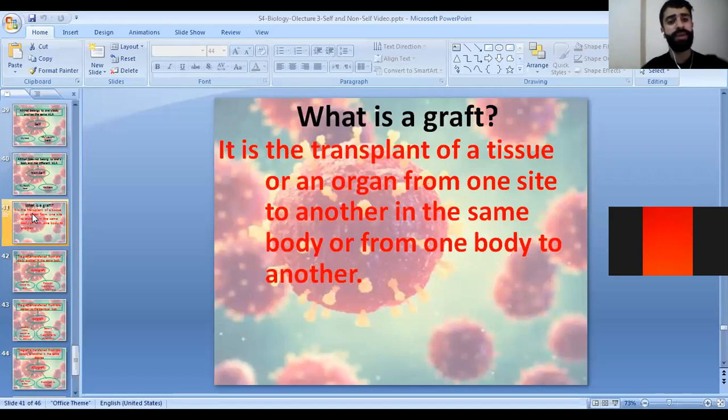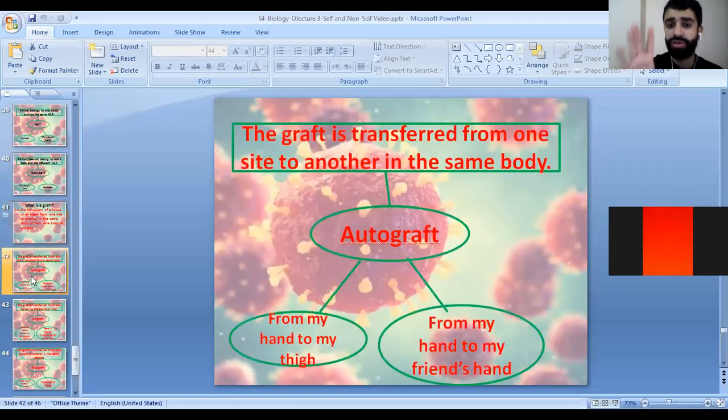Or from one body to another. For example, my mom needs a kidney. I want to donate a kidney for my mom. So this is called a transplant or a grafting. We have 4 types of graft, and you have to know this very well.